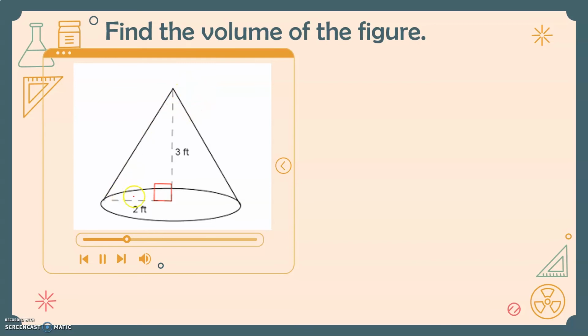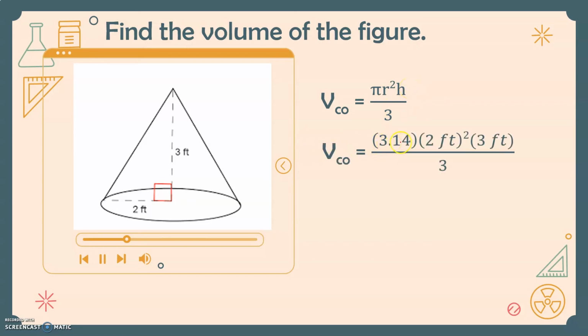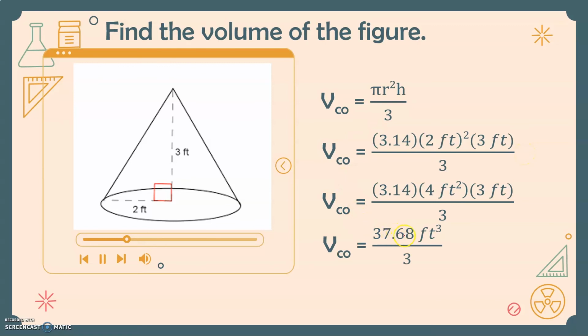Given that we have here a cone whose radius is 2 feet and whose height is 3 feet, let us find its volume. Again, the formula that we will use is pi r squared times height divided by 3. Substituting the given information, we'll have 3.14 times 2 feet squared times 3 feet all over 3. 2 feet squared is equal to 4 square feet. Multiply it by 3.14 and 3 feet, we'll have 37.68 cubic feet. Then we still need to divide it by 3, and that will give us 12.56 cubic feet. And this is now the volume of this cone.